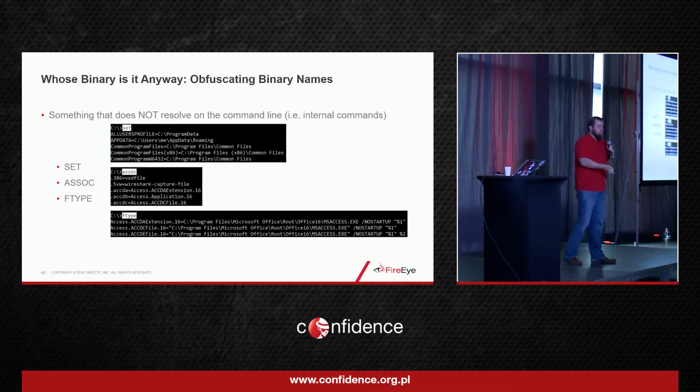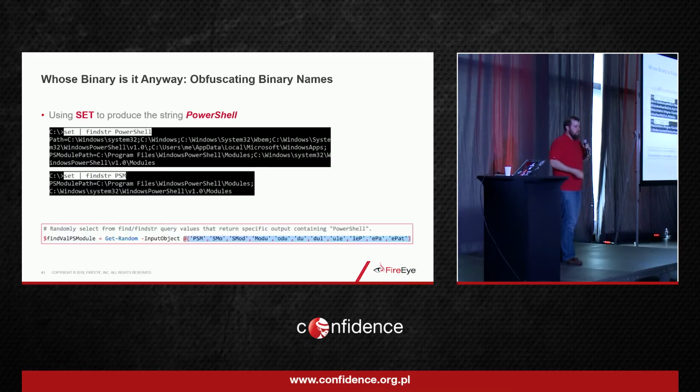At the end of the day, running these commands will produce a lot of standard output that happen to contain the strings cmd and PowerShell somewhere in the output. So how can we take advantage of that? Let's look at the set example. If I do set | findstr PowerShell, then 2 environment variables come back: the Path and the PSModulePath.